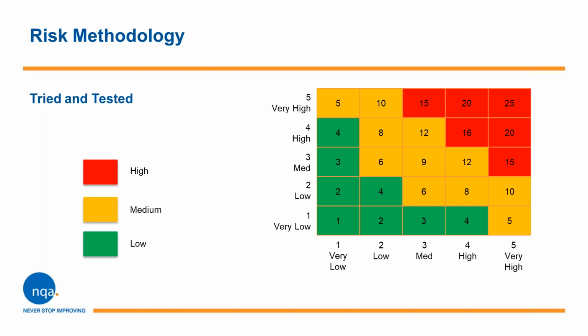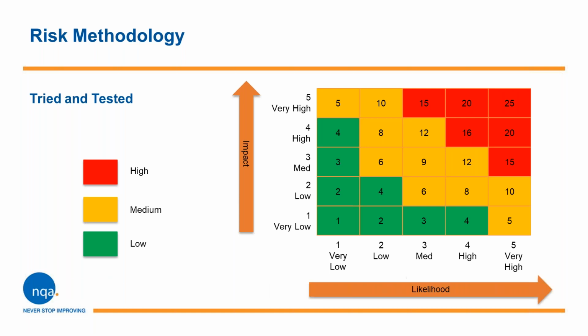So what we see here is, like I said, a 5x5 matrix with impact on the side, from 1 to 5, 1 being very low, 5 being very high, and likelihood on the bottom, again, 1 being very low, 5 being very high. From here, you can determine the overall risk rating, high, medium, or low. So basically what I'm saying there is if I get a medium impact with a medium likelihood, that gives me a score of 9, which is yellow, which is classed as a medium risk. Obviously, if I'm getting a 5 and a 5, it's a very high risk.